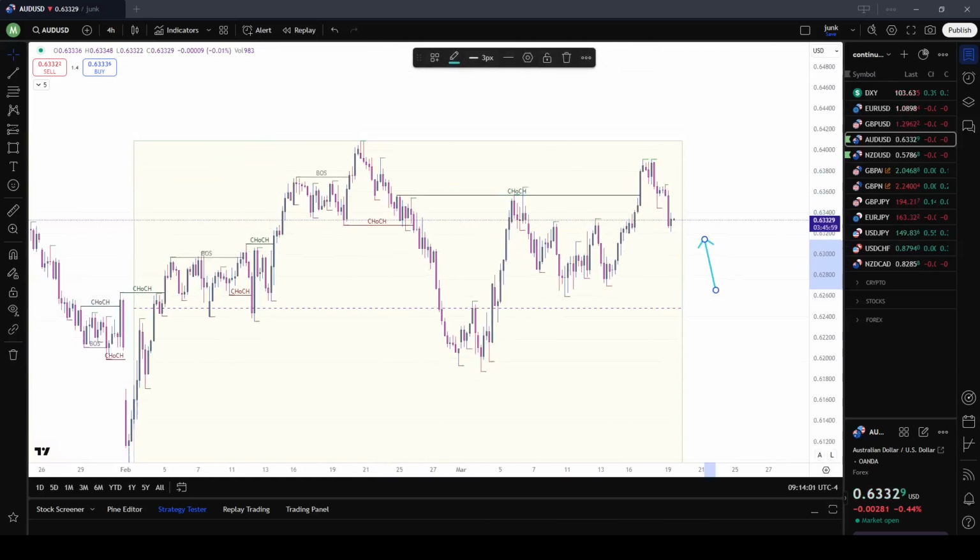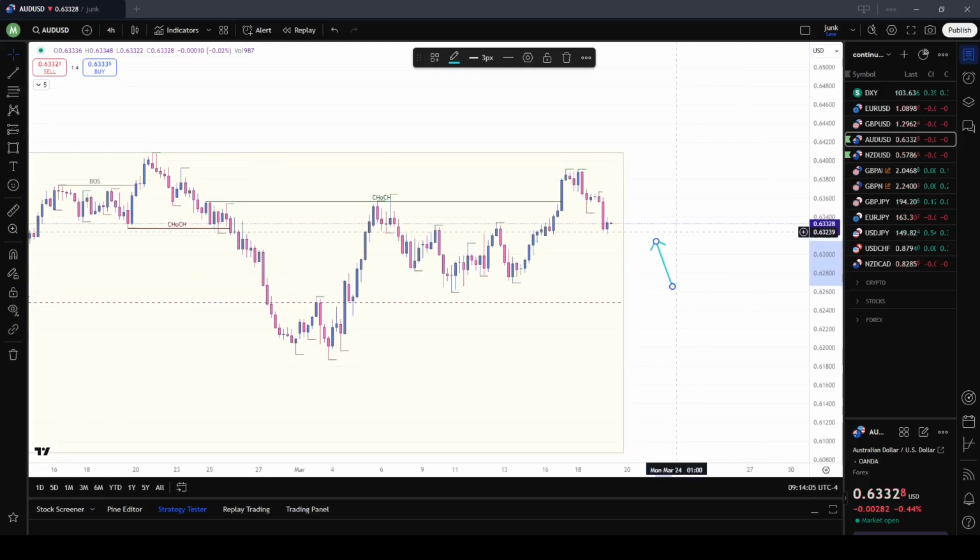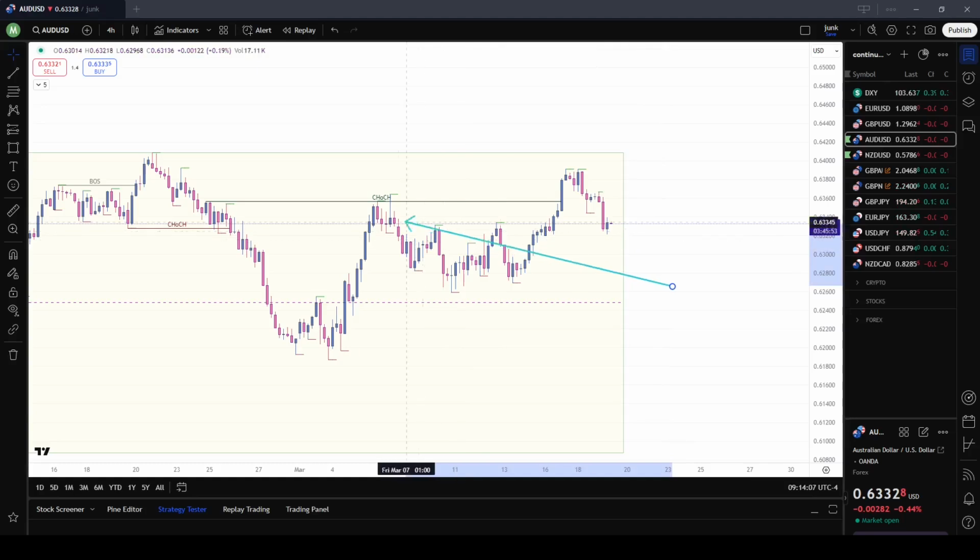Still, swing structure is bullish, fractal structure is bullish. So, looking for any type of buys to capitalize on. Some people were able to capitalize on this bull flag when it broke out.